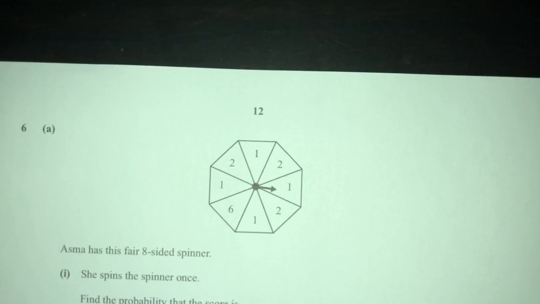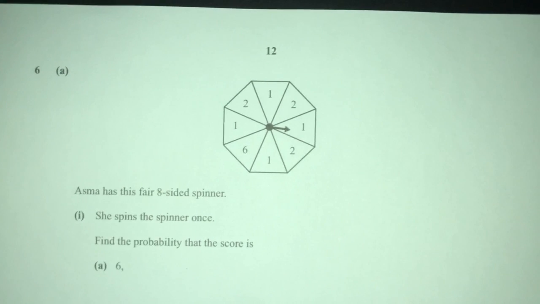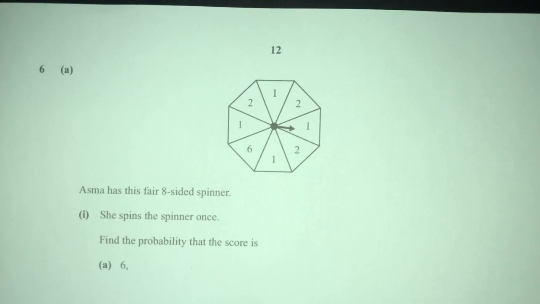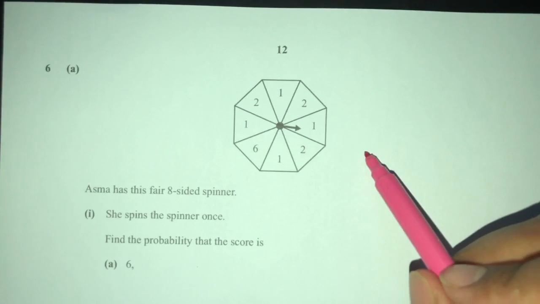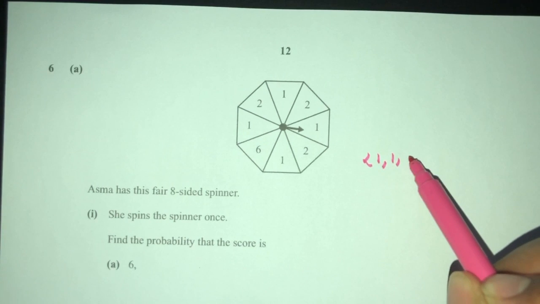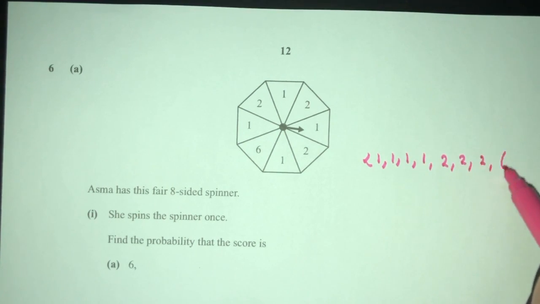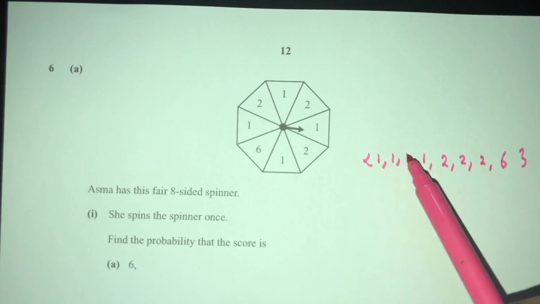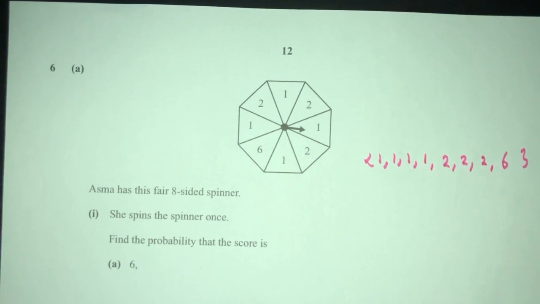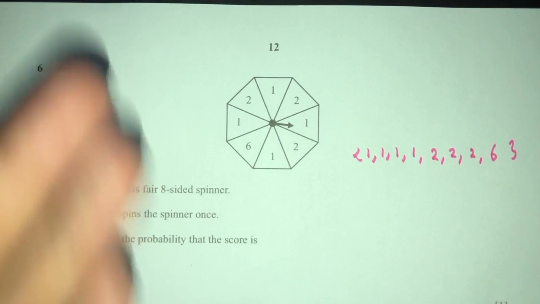Okay, now let's move on to the next question, which is question number 6. So here we have what? Asma has this 8-sided spinner. Again, what are the possible outcomes? You can see we can have 1, 1, 1, 1, 2, 2, 2, and then 6. So we have 1, 2, 3, 4, 5, 6, 7, 8 possible outcomes, which are these according to this spinner.